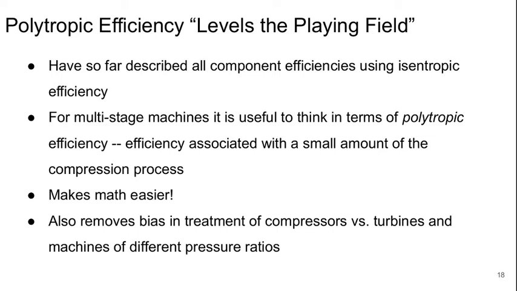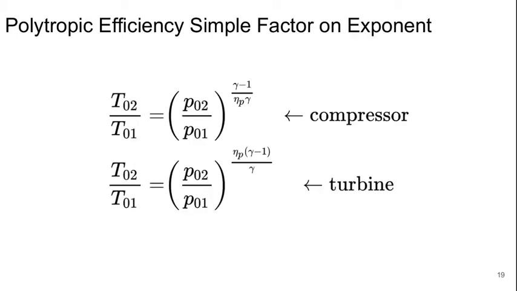The next important concept that I want to introduce is that of polytropic efficiency. This is a way of leveling the playing field when we're talking about compressors or fans of different pressure ratios. So far, we've described all our component efficiencies using isentropic efficiency, but for multi-stage machines, it's useful to think in terms of polytropic efficiency, and this is the efficiency associated with a small amount of the compression process. The biggest reason to do this is it makes the math a lot easier. Importantly, it also removes a bias in the treatment of compressors versus turbines and of machines of different pressure ratios, which we'll illustrate in a minute.